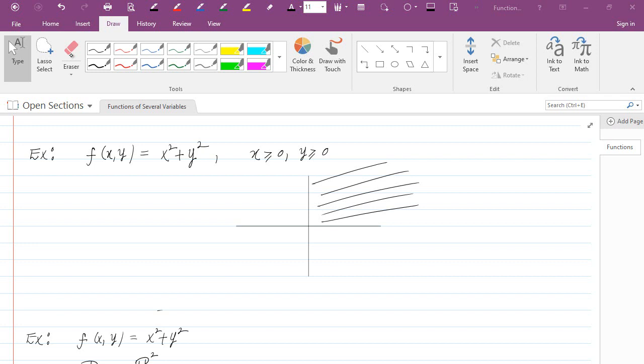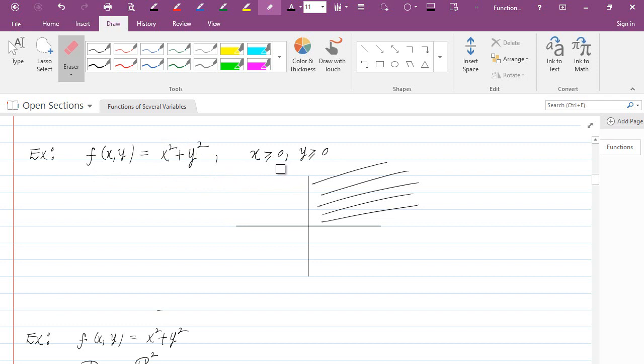All right, so let's start with the following example. So here, f of x, y is a real valued function of two variables given by the formula x squared plus y squared. So the value of this function at the input x, y is equal to x squared plus y squared.